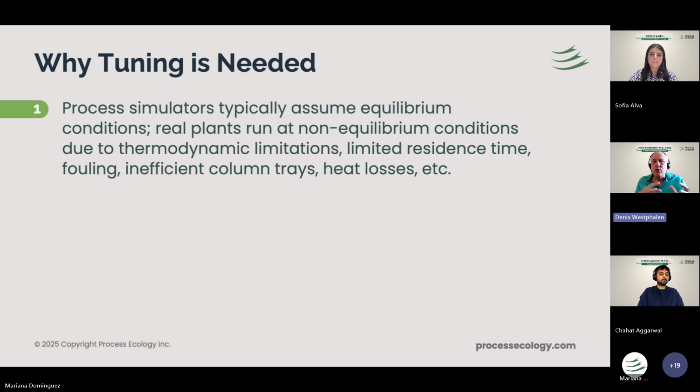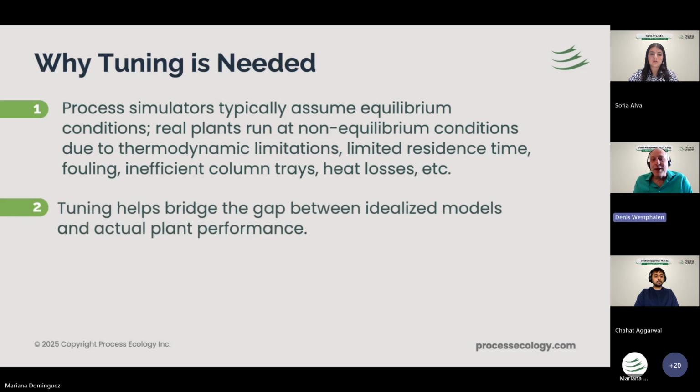So usually you don't have enough residence time so that the phases meet equilibrium conditions, or you have other imperfections in your process, such as fouling in certain heat exchangers, or in the case of distillation, we have inefficient trays, or we have heat losses. So there are many factors that may impact the performance of the plant, which means that whatever your simulation is saying will never match exactly how the real plant behaves.